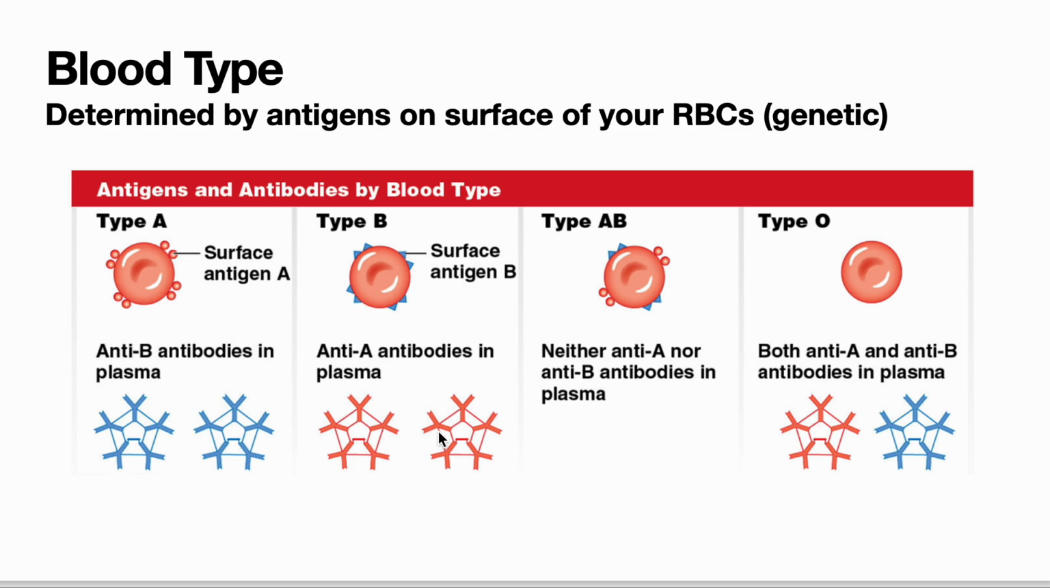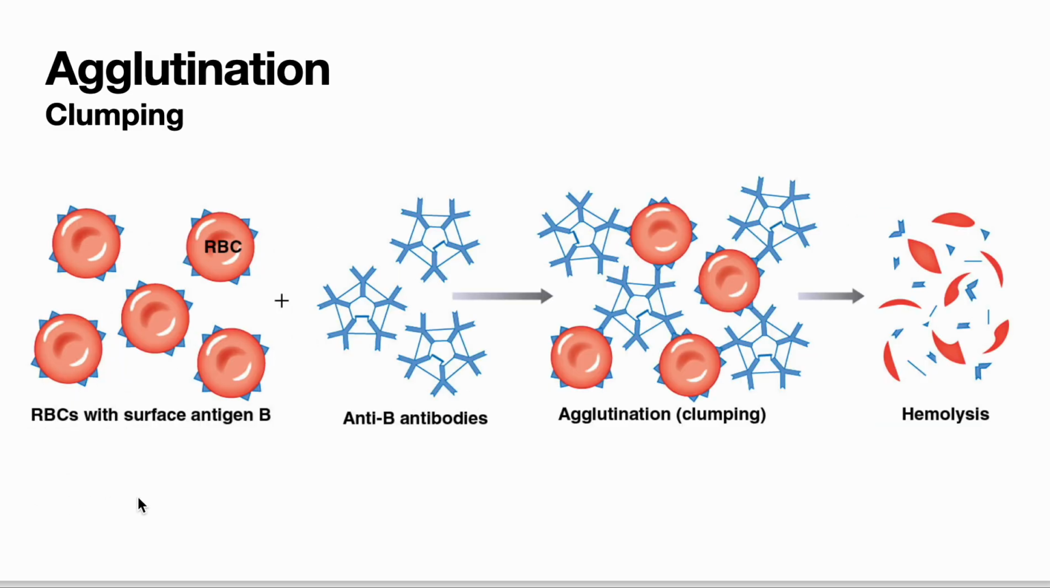They will have anti-A. AB won't have any antibodies, and type O, since they don't have either of the antigens, will have antibodies to both. And this is going to be important in terms of what blood can be transfused to other people. So we want to make sure that we give people blood that will not trigger an immune response.